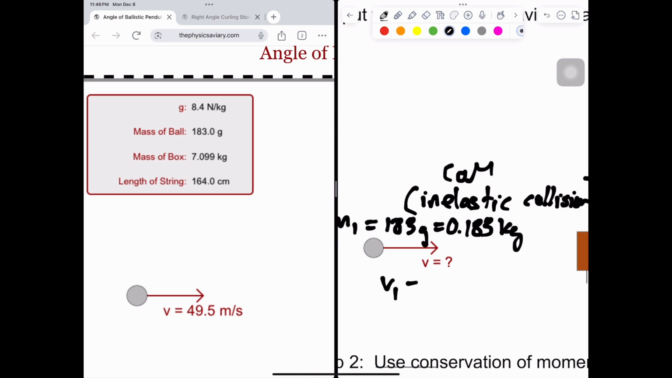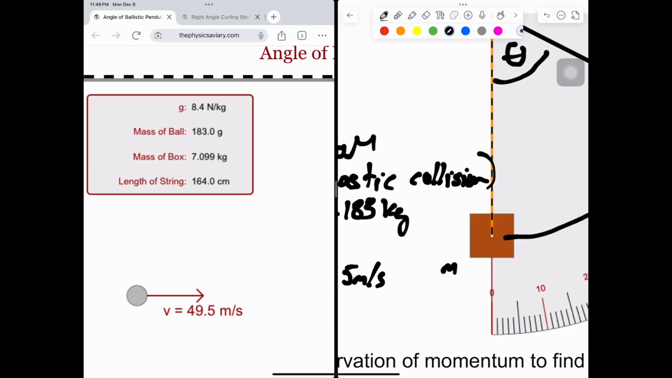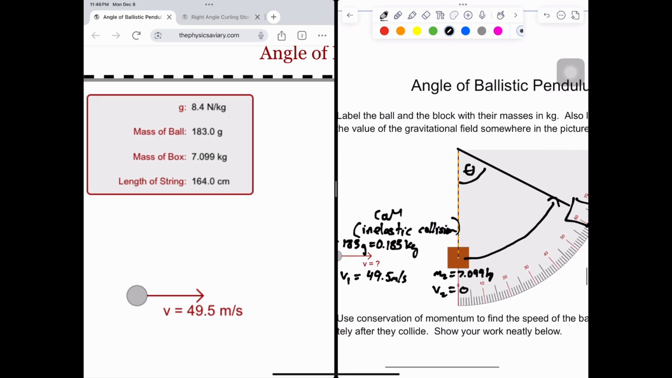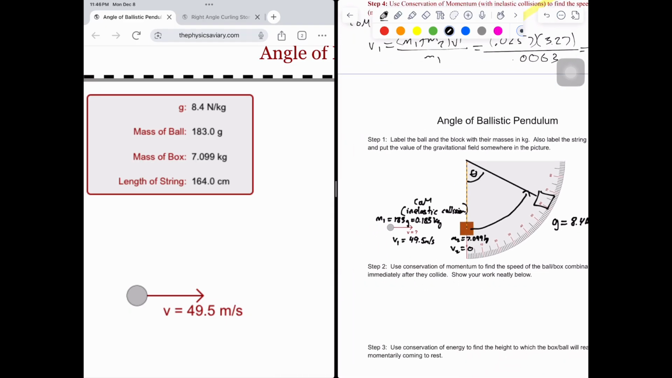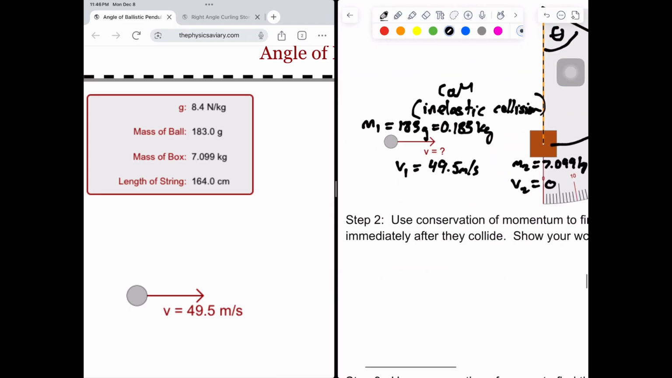I'm given V1, the velocity of the ball, which is 49.5 meters per second. I'm given M2, the mass of the box, 7.099 kilograms. And V2 would be 0 because the box is starting from rest. Okay, so I'm going to use conservation of momentum with an inelastic collision to solve for the velocity after collision. It's the first thing I'm going to do.